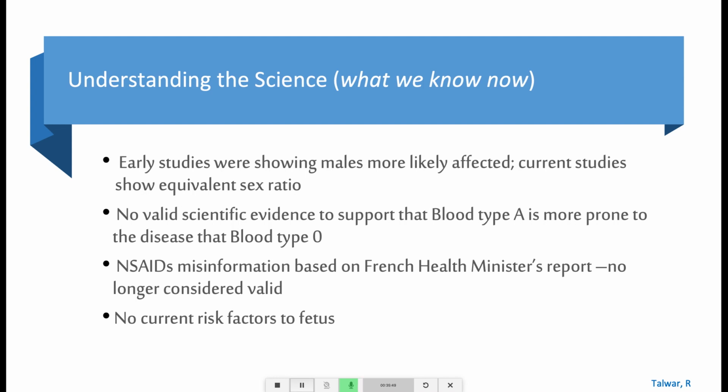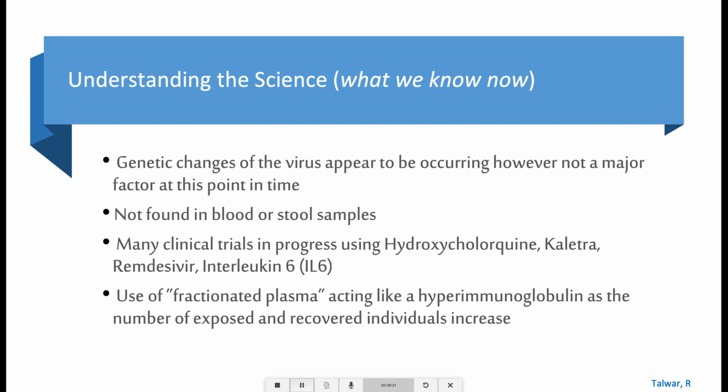There was a miscommunication. It was based on something said by the French health minister regarding NSAIDs. These were earlier reports about NSAIDs not being used to treat patients who have COVID-19. However, this is no longer considered valid. And current research, and again, it's limited, right? It's only from a few months, is not showing any fetal transfer. So no current information or no current risks of fetal transfer.